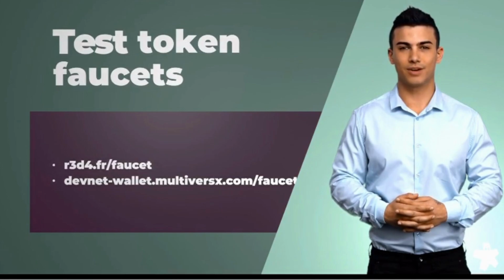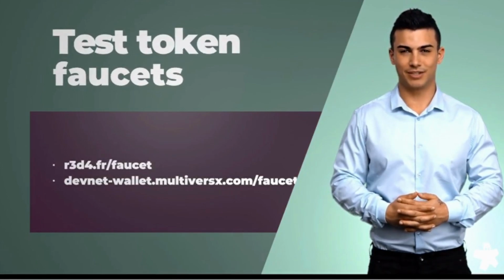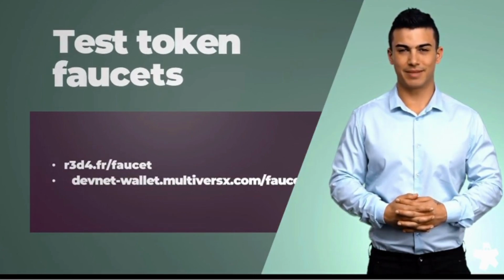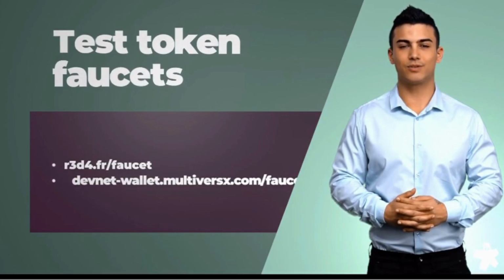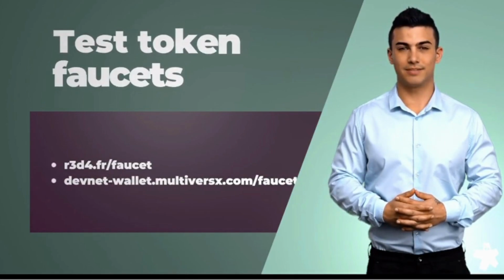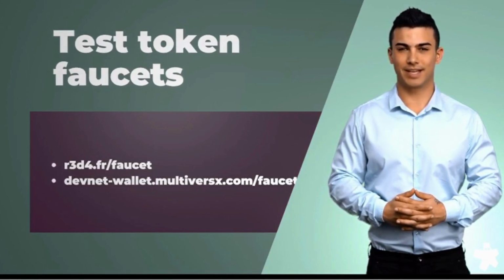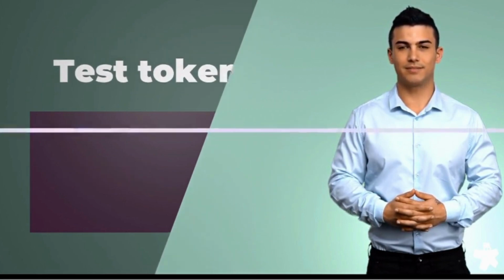Option 1. R3D4 Faucet. Go to r3d4.fr/faucet, select testnet. Enter your wallet address and click Submit to receive XEGLD test tokens. Option 2. MultiverseX DevNet Faucet. If the R3D4 faucet is unavailable or you prefer an alternative, visit devnet-wallet.multiversex.com/faucet. Connect your DevNet wallet and claim the XEGLD test tokens.